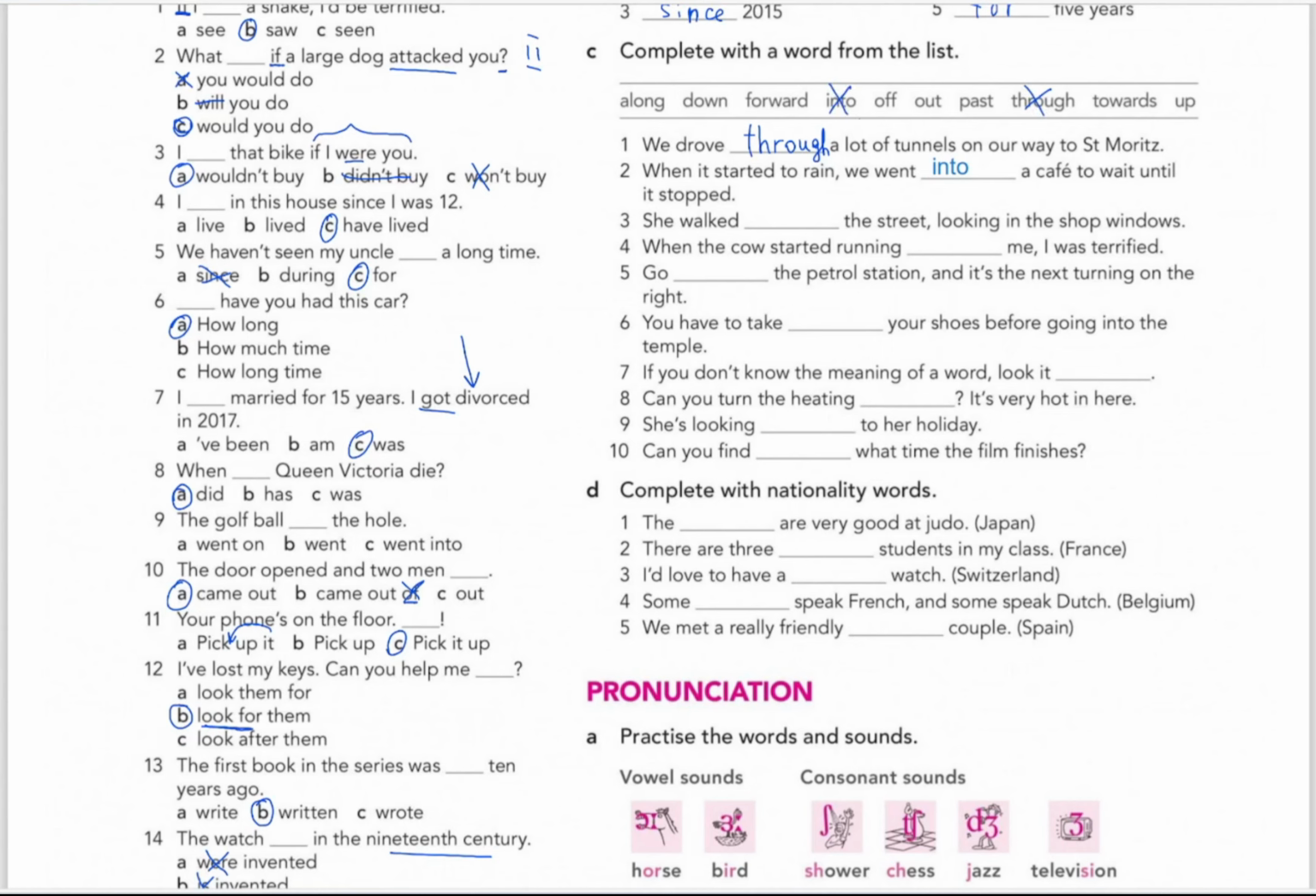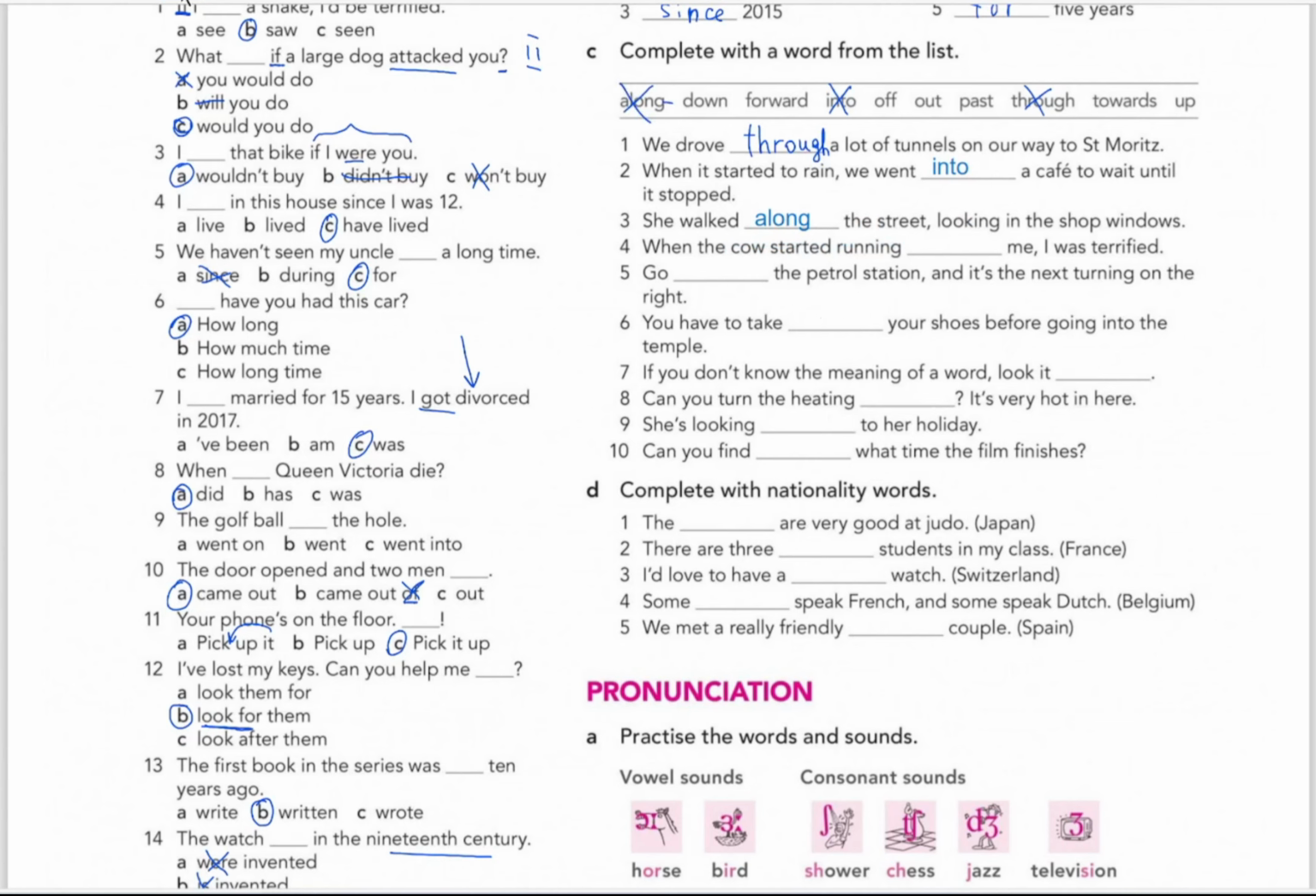Number three, she walked along the street looking into the shop windows. The street, it's a long thing, right? Street is a long thing, long road, and on the two other sides there are houses and stuff. So she walked along the street, looking in the shop windows, right? So along is also gone.